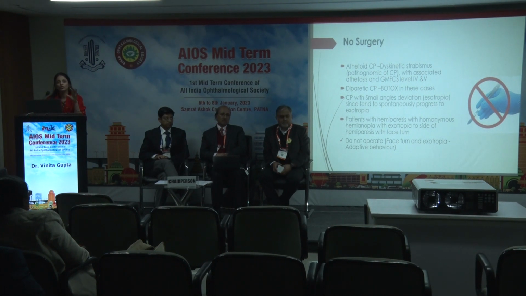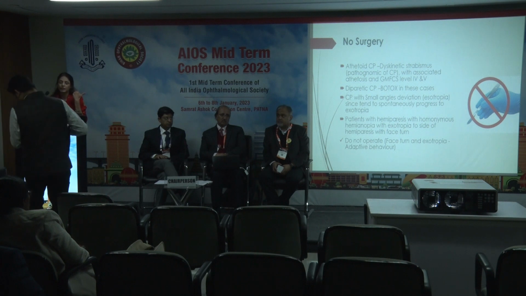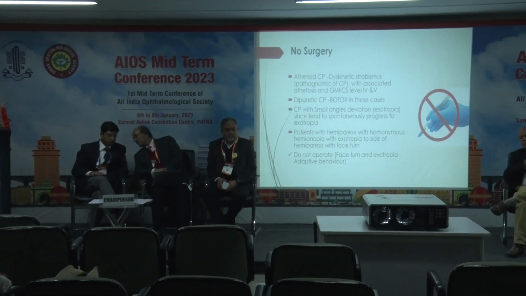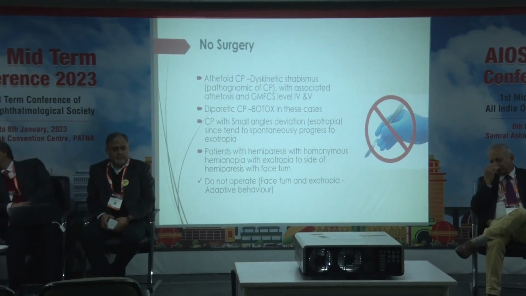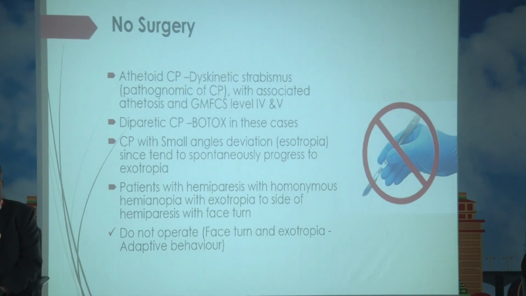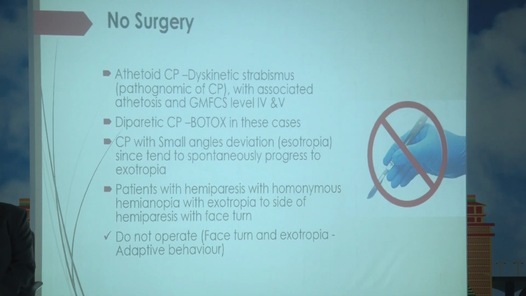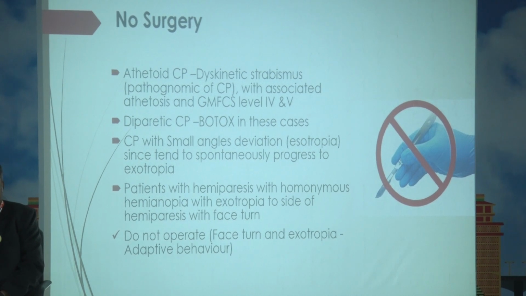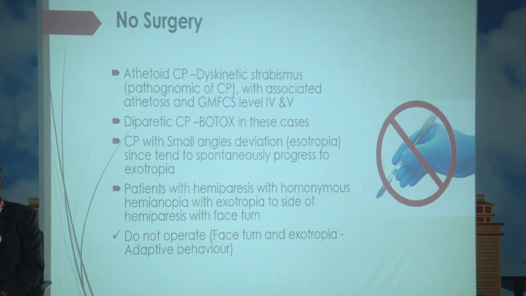But definitely no surgery when we are dealing with children with athetoid CP or diplegic CP, where Botox will work better, and CP with small angles, where again Botox will work better. And for a special group, as I told, MRI is a must. Please remember, there may be patients who have homonymous hemianopia associated with it, where exotropia is occurring on the side of the hemiparesis with a face turn, and that is basically an adaptive behavior. So do not operate on this child.